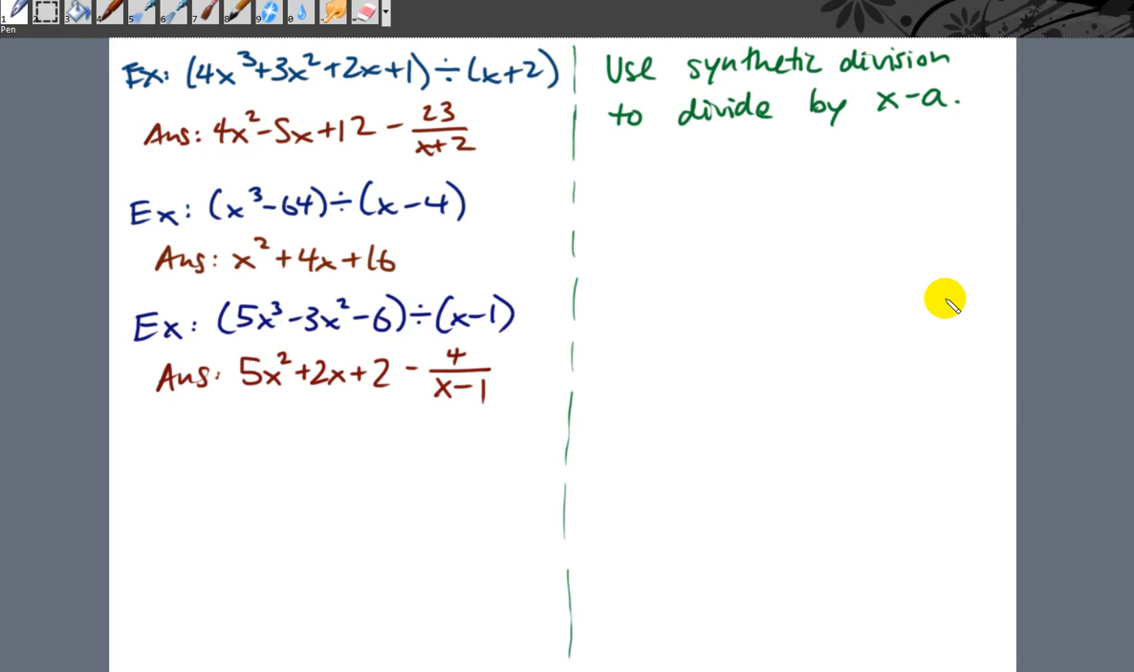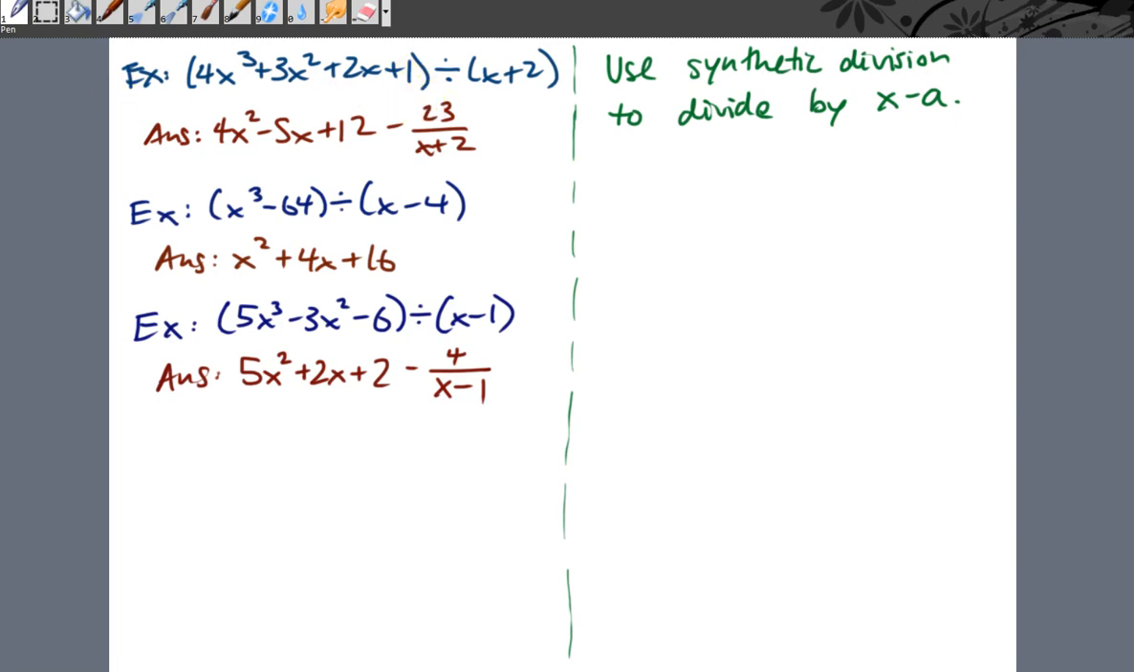Alright, so the purpose of this video is to now show you a little shortcut. So I can see that some of you might have a little bit of trouble trying to do the long division. Some of you might be thinking, well, is there a shorter way? And there actually is a shorter way. You just gotta remember some rules though.